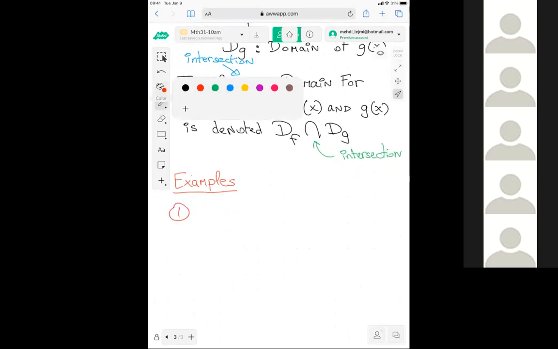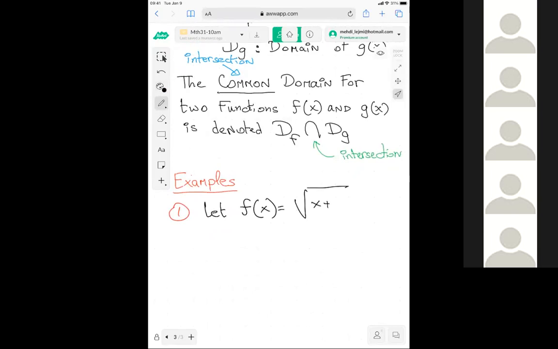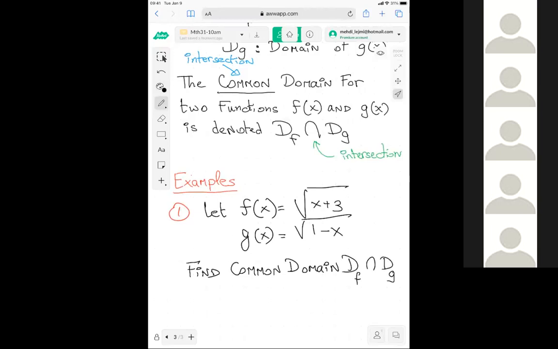Let's say f of x is the square root of x plus 3, right? And g of x is the square root of 1 minus x, right? And the question is to find the common domain, which is Df intersected with Dg, the domain of f intersected with the domain of g.